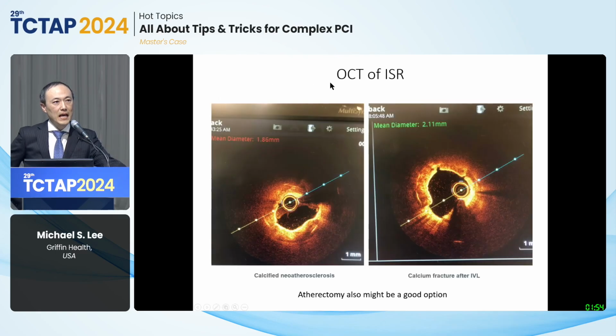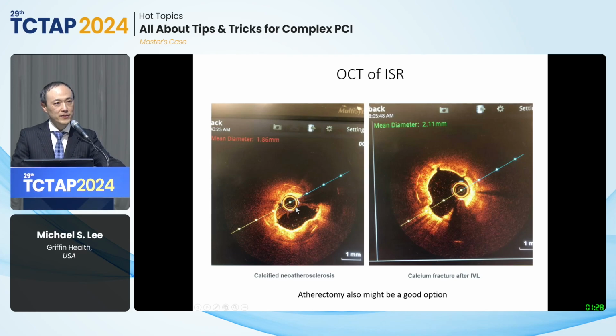Now this is another example of a case that I saw. This patient was referred and had an angiogram and had a previous stent. You could see that the OCT shows in-stent restenosis, but unlike the previous case where the stent was not very well expanded, it looks like the stent's fairly well expanded. You see the struts here close to the EEL, but unlike the previous stent, this is a calcified neoatherosclerosis.